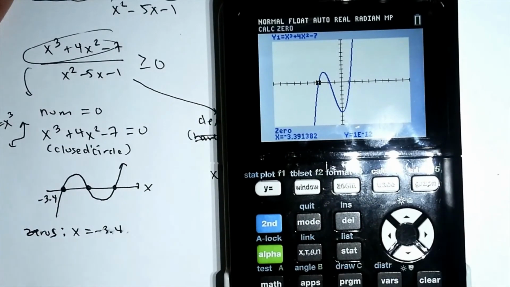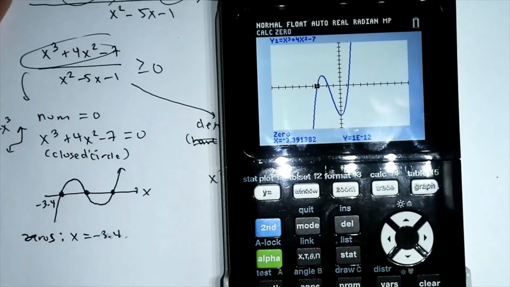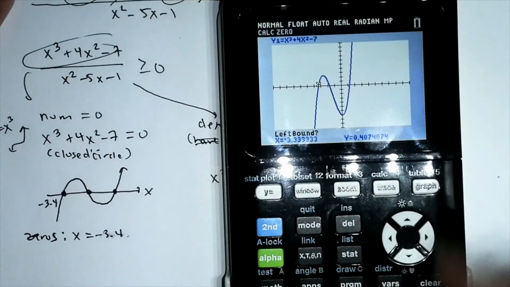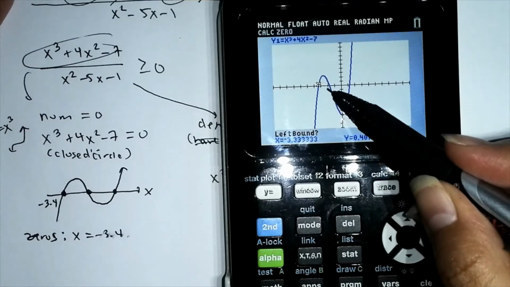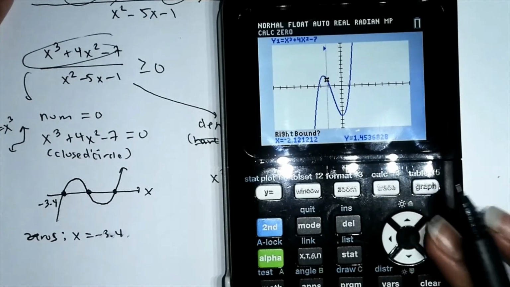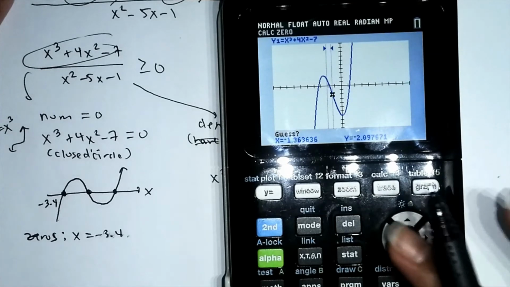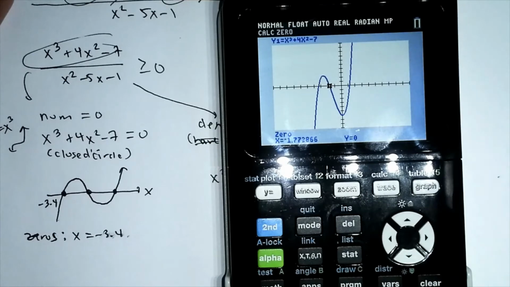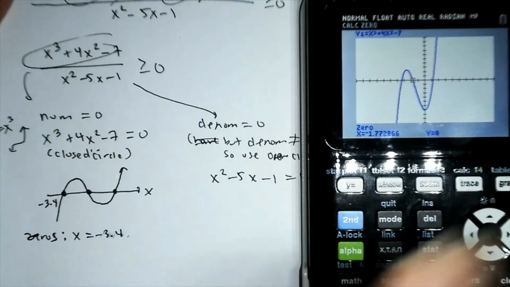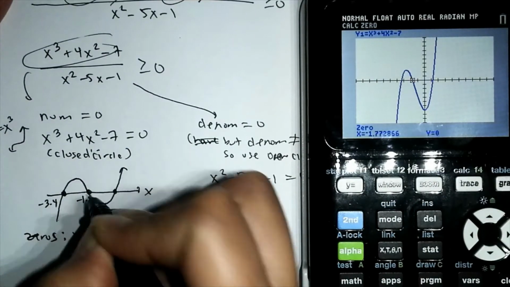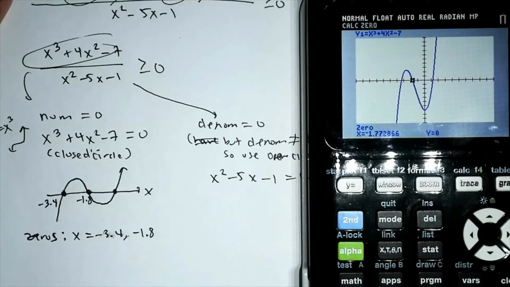So second calc 0. Okay, that's a little bit better. So that's about -2. Put your cursor to the left. Put your cursor to the right. Guess. And we have that the zero to 1 decimal place is about -1.8. Put it on the side, -1.8. Cool. All right, 2 zeros down, 1 more to go.